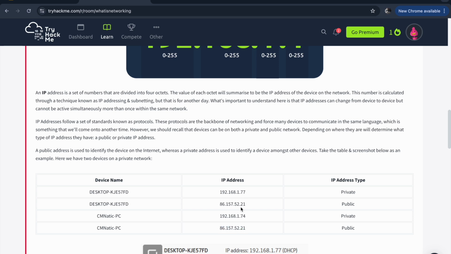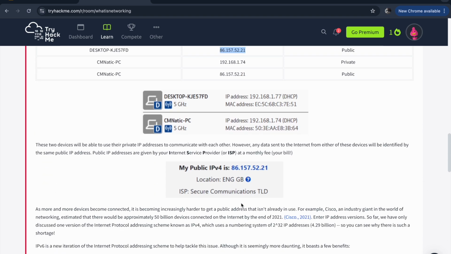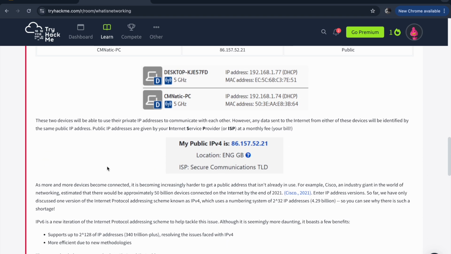Also, these two can also be on the same network. As you can see, they're the exact same one because it's public. Everybody is using it. It's a lot to go onto right now, but just know that these two devices will be able to use a private IP address to communicate with each other. However, any data sent to the internet from either of the other devices will be identified as the same public IP address.